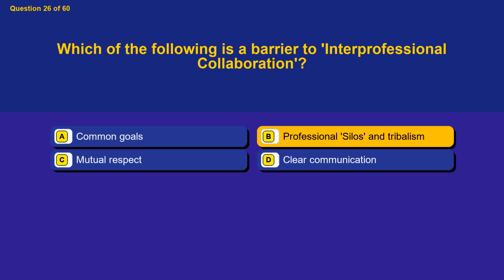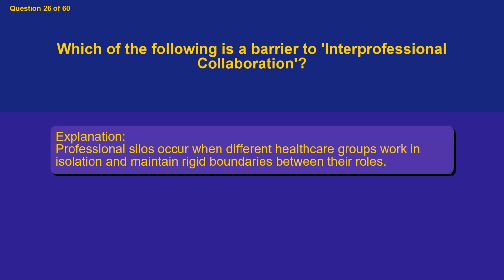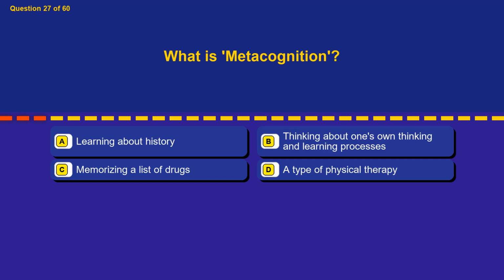The correct answer is option B. Professional silos and tribalism. Professional silos occur when different healthcare groups work in isolation and maintain rigid boundaries between their roles. Question 27. What is metacognition?